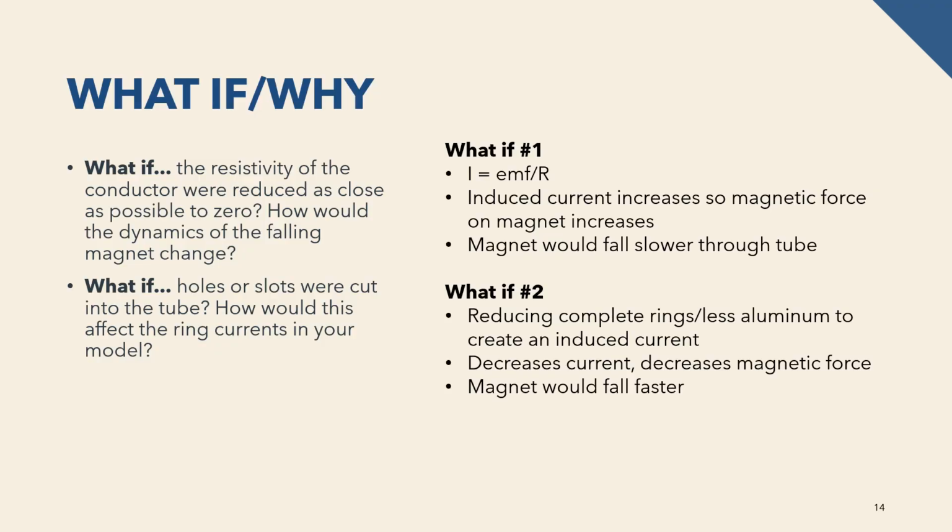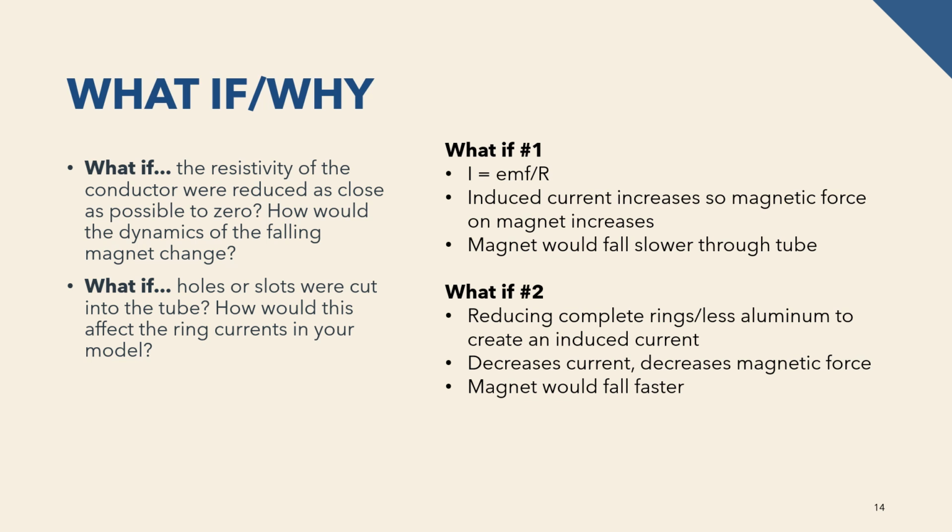What if the resistivity of the conductor was reduced to as close as possible to 0? How would the dynamics of the falling magnet change? Well, I equals EMF over R, so the induced current would increase, and therefore the magnetic force on the magnet increases. The magnet would fall slower through the tube.